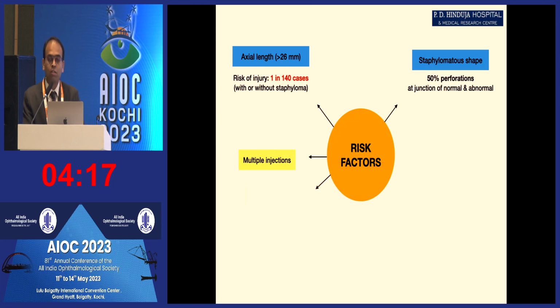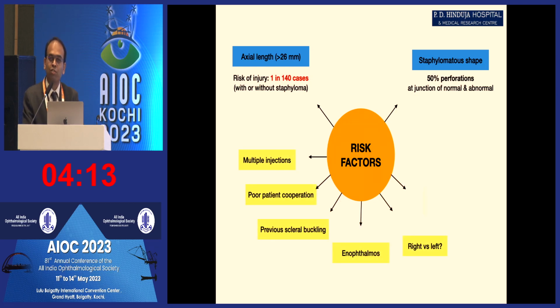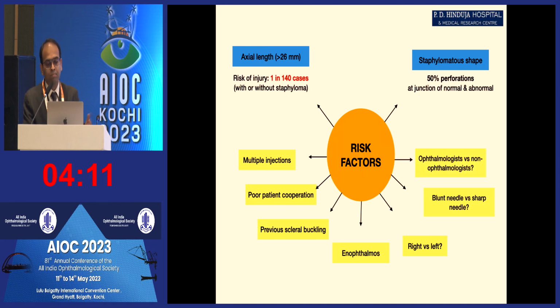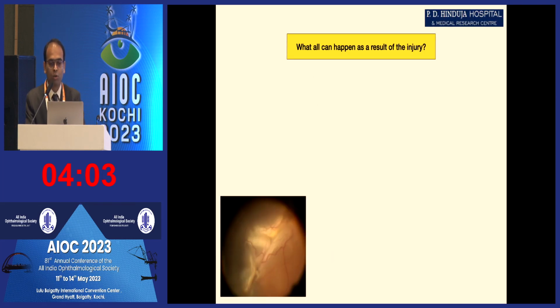And of course, multiple injections, poor patient cooperation, and previous history of scleral buckling. In anophthalmos, well, there is a debate whether right versus left, blunt needles versus sharp needles, and ophthalmologist giving the block versus non-ophthalmologist.